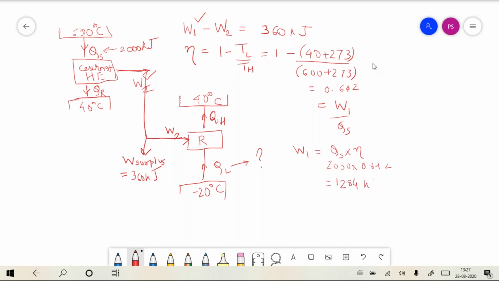Now find W2, and find the COP of the refrigerator, and tell me the answers. Find W2 and the COP of the refrigerator.